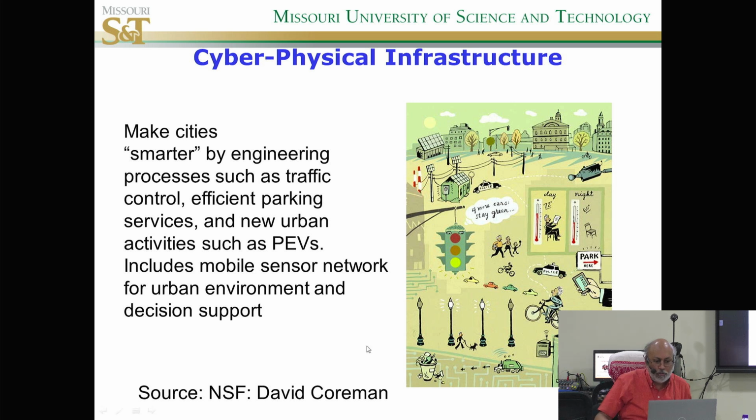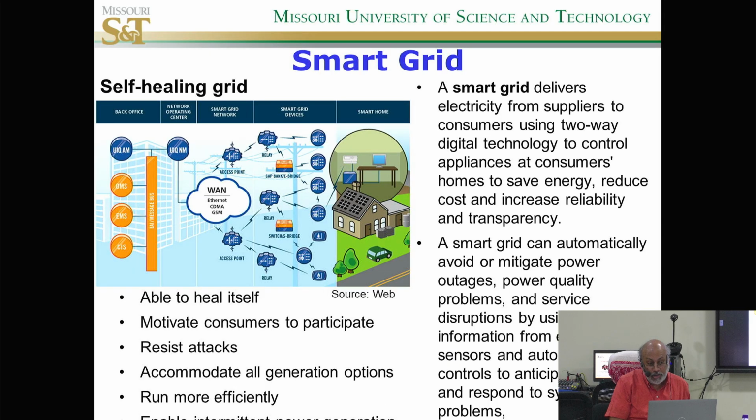So you have the PEVs. So everything, this is kind of a smart city. Smart grid. Now imagine you have a wireless wide area network connected with a server, and you have the smarts, all the different generators, smart home.